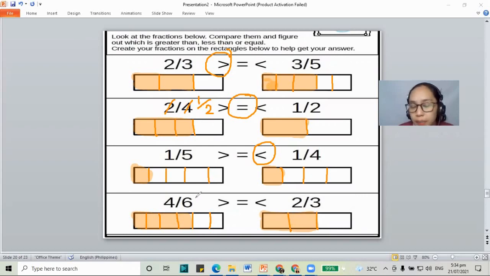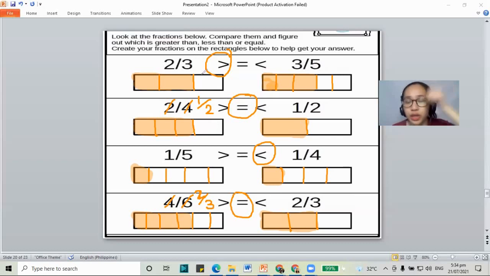You know why? Because 4/6 can still be divided into the simplest form. Let's try to do 2. 4 divided by 2, this will become 2. Oh, sorry, you have 2 there, not 1. 6 divided by 2 will become 3. So you get 2/3 and another 2/3. That's equal. We have to do the equal sign.